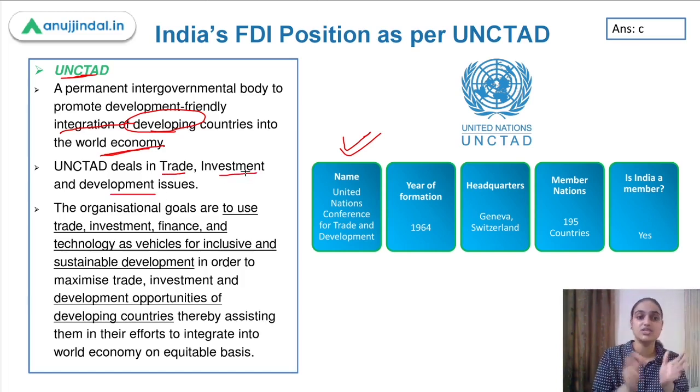What are its goals? Its goals are that how it can utilize the trade, the investment, the finances, the technology as the vehicles which will be used for inclusive and sustainable development in order to maximize your trade, investment and development opportunities for developing countries as well. So, ye kaise trade investment ko use karke developed countries ke sath sath developing countries ko bhi develop karne mein focus rakhti hain. And this organization was formed in 1964, having headquarters in Geneva, Switzerland. As far as its member nations are concerned, around 195 countries are its members, including our India.